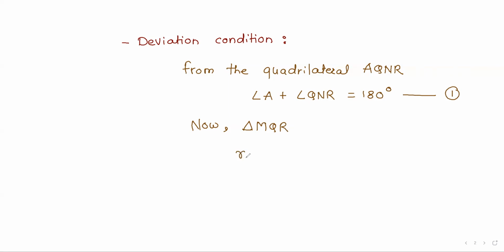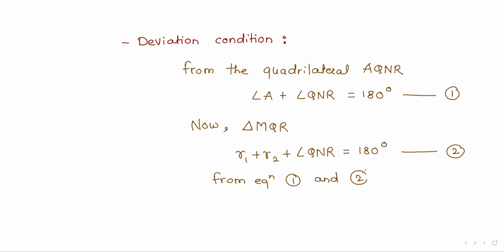So at that point we will write R1 plus R2 plus triangle QNR. This addition will be 180 degrees. This is considered to be equation number 2. Now from equation 1 and equation 2, what we can say is that the angle of prism is nothing but the addition of R1 and R2. So this is our conclusion.